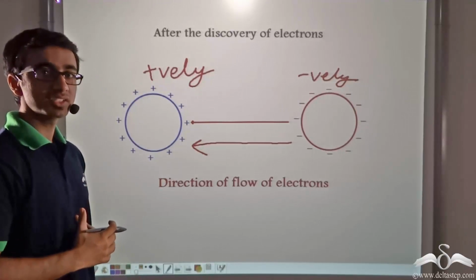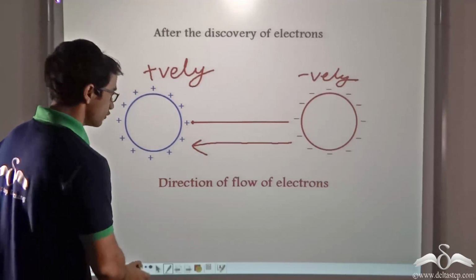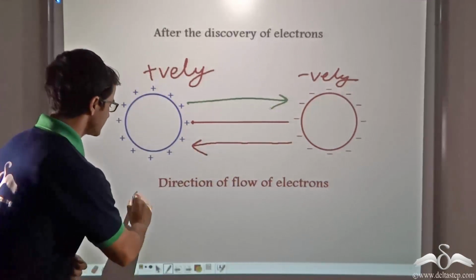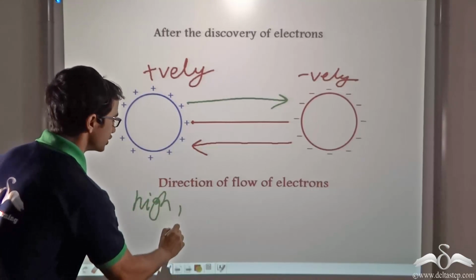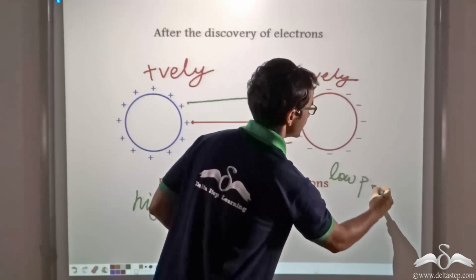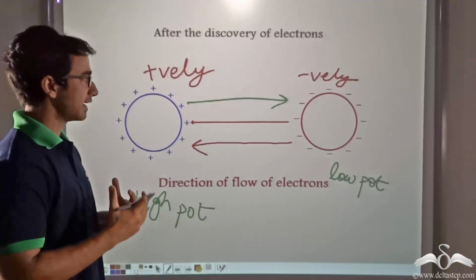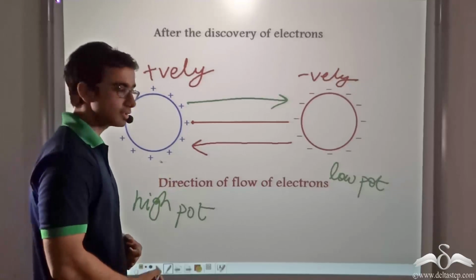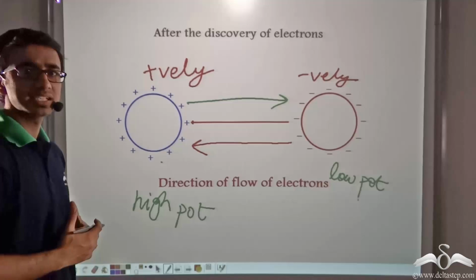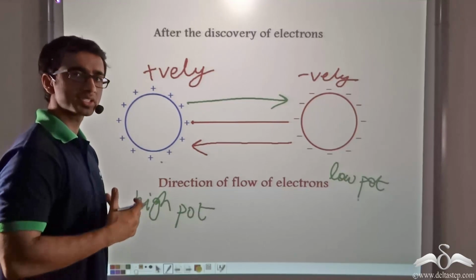But earlier, the convention that had already been considered stated that current was flowing from the positively charged body to the negatively charged body. That is, from a high potential to a low potential. So this fact was not changed. The fact that this body is at a high potential and this body is at a low potential remained the same, because otherwise it would have become very confusing after the discovery of electrons. So what was considered as the rule?